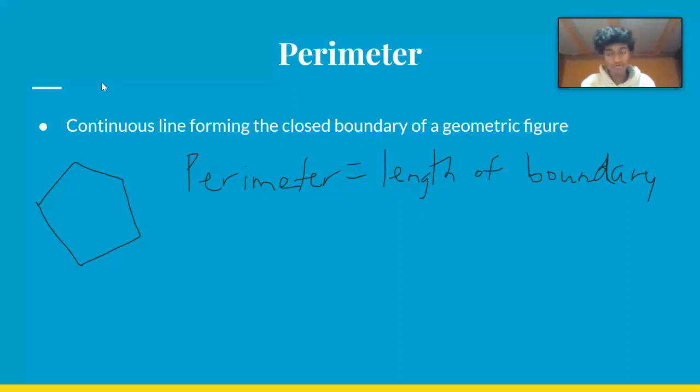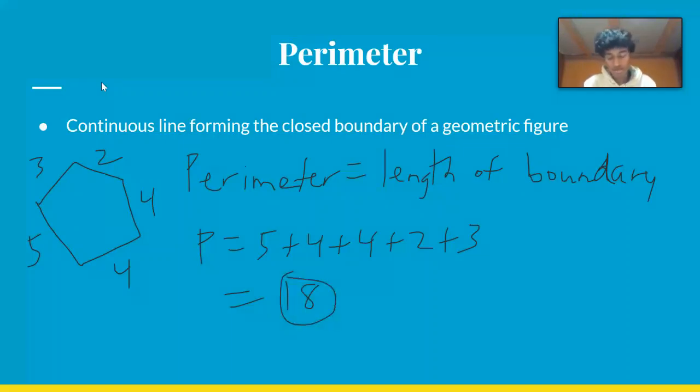So for example, for this shape, if we had side lengths of 3, 2, 4, 4, 5, the perimeter would just be equal to the sum of the lengths of all of these sides. So 5 plus 4 plus 4 plus 2 plus 3, which is just 13 plus 5, which is 18. So this is just the perimeter of a shape. It's just the sum of the lengths of all of its sides.